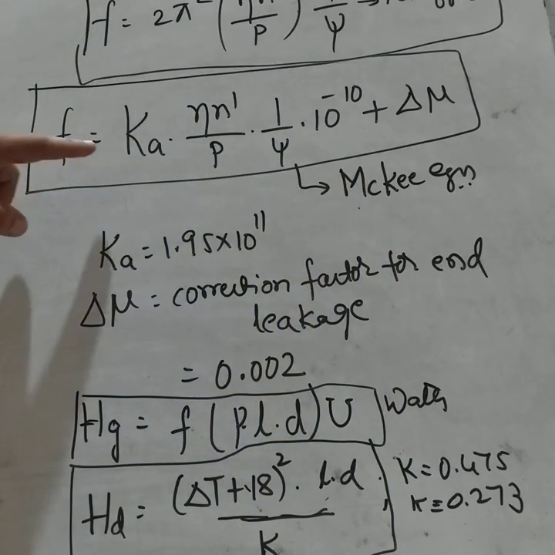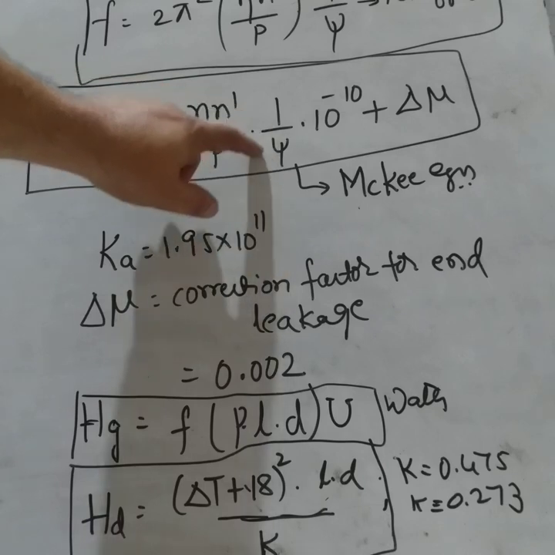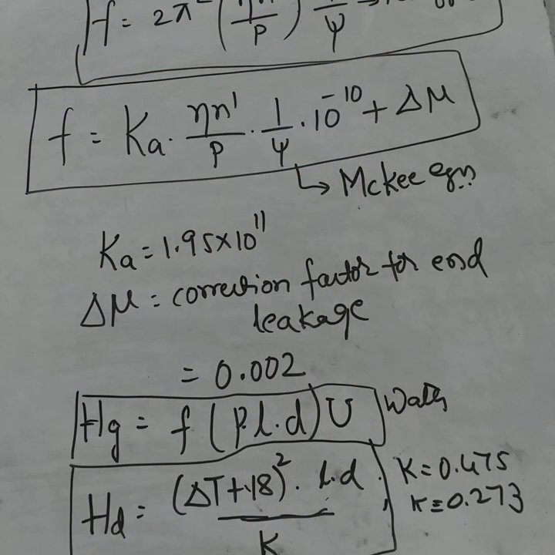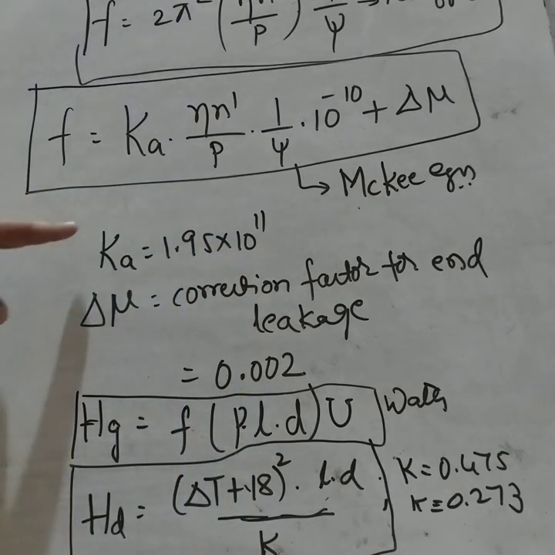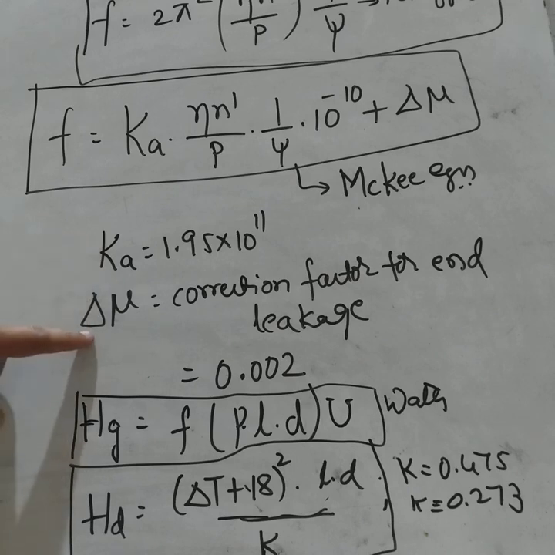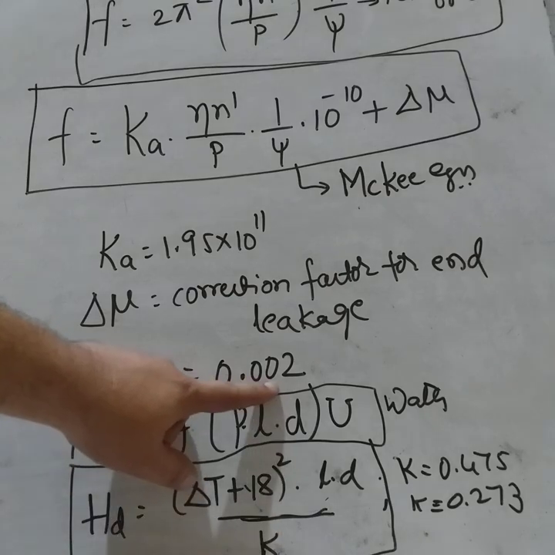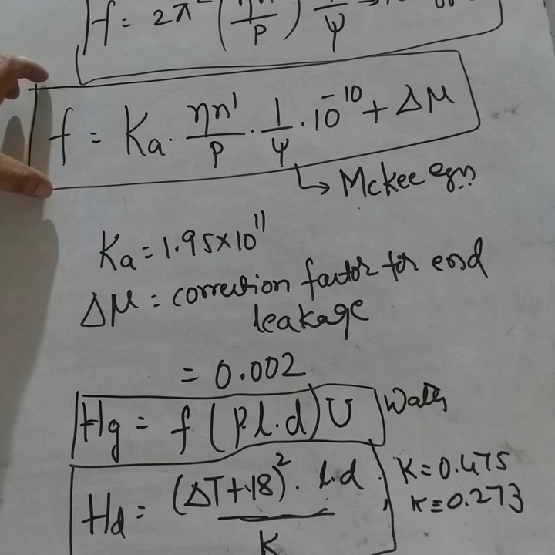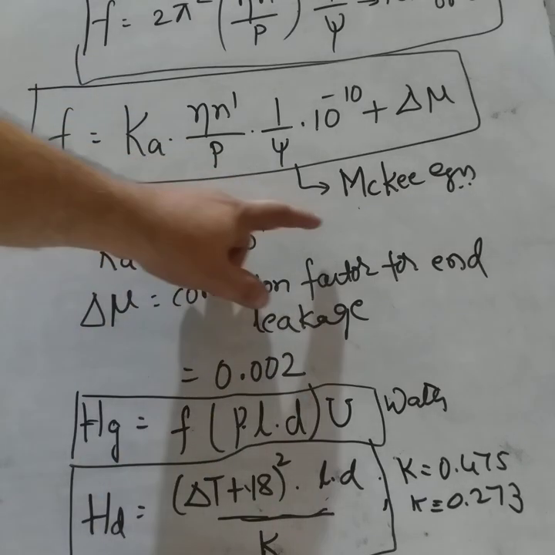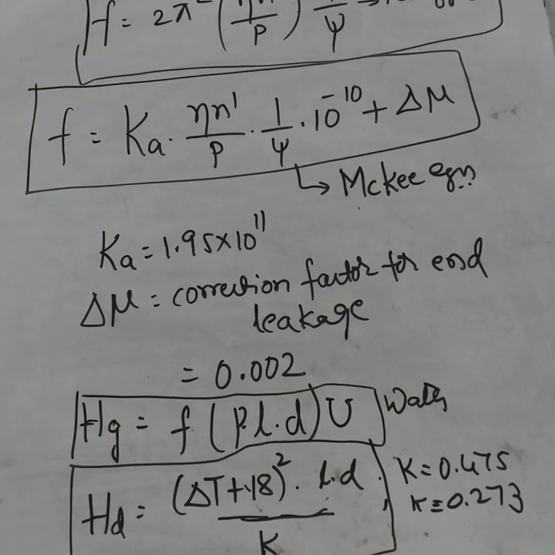So it's called McKee equation given by K suffix a into eta n dash by p into 1 by xi into 10 power minus 10 plus delta mu, where Ka is equal to 1.95 into 10 power 11 for a full journal bearing. Okay, and then you have got delta mu is equal to a correction factor to avoid end leakage, that is given by 0.002. So this equation will give you the coefficient of friction in an oil film by McKee, whereas this is the Petrov's equation for finding out coefficient of friction.